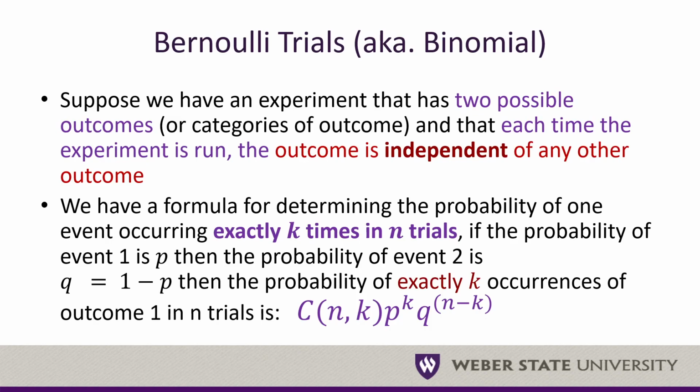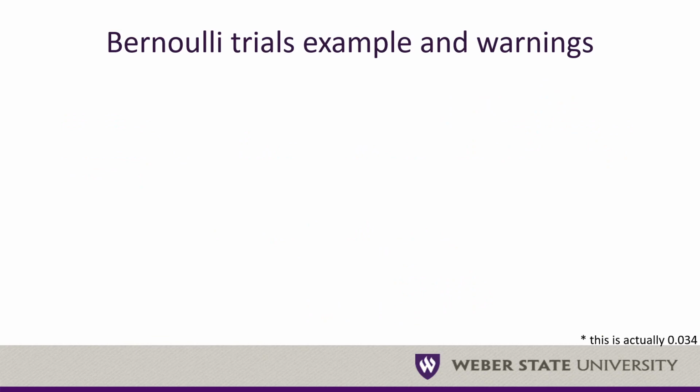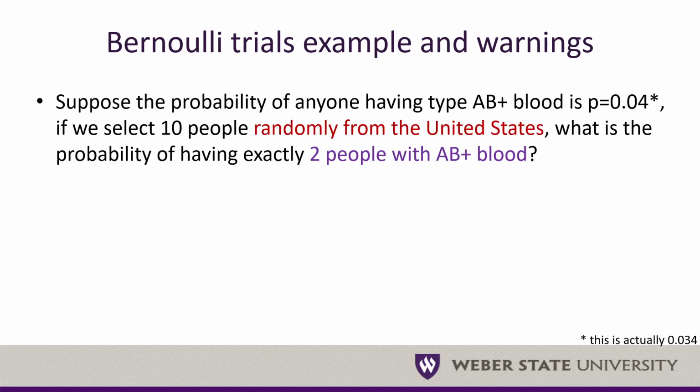So let's take a look at an application. We'll have a couple of different applications of this, and Thursday we'll spend a little bit more time on it as well. Suppose the probability of somebody having AB positive blood is 0.04. This is close to accurate if you look at the little asterisks there. I've hidden the note down at the bottom. For the United States, it's actually 0.034. I made it 0.04 because 0.04 is easier to do the math in my head, and I don't have to run to my calculator quite as quickly. I'll still have to use the calculator, but not quite as quickly.